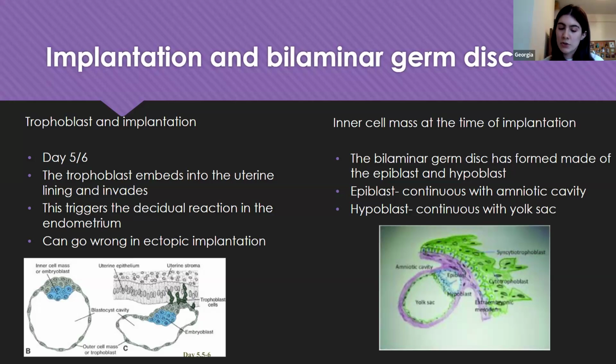So whilst this trophoblast is focusing on implantation and placental development, the inner cell mass of the blastocyst is also changing, and it forms the bilaminar germ disc, which is made of two things, epiblast and hypoblast. So the epiblast is pluripotent, and most of the cells of the body develop from it. And it's continuous with the amniotic cavity, so you can see it in that picture below in blue. And the hypoblast is continuous with the primitive yolk sac, and this was previously the blastocyst cavity.